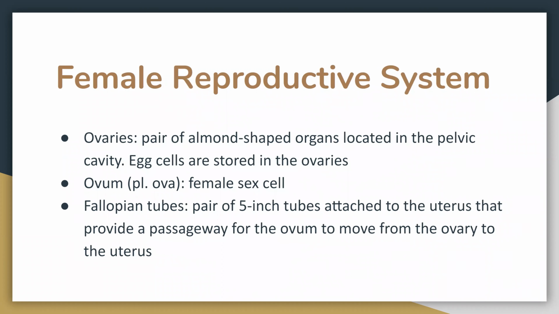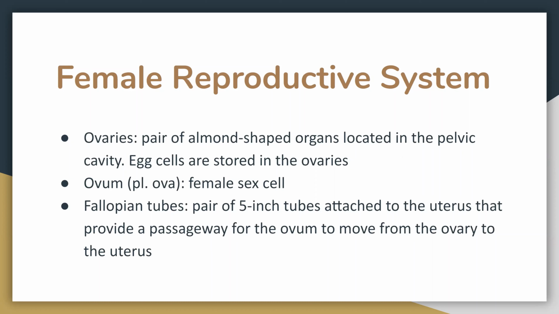So the ovaries are a pair of almond-shaped organs located in the pelvic cavity, and they have the egg cells that are stored in these ovaries. Females, unlike men, are born with a set amount of eggs. And these eggs do die out over time, and they usually have a shelf life of about 40 to 50 years. You have ovum, which is the ova, that's a female sex cell.